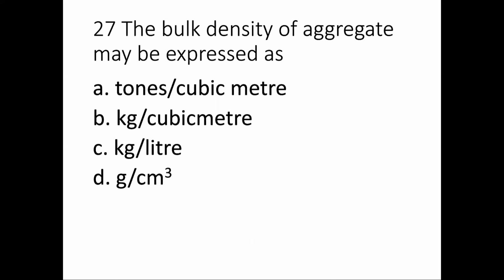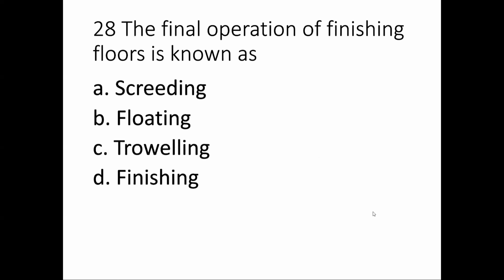Next question. Bulk density of aggregate may be expressed as A, tons per cubic meter, B, kilogram per cubic meter, C, kilogram per liter, D, gram per cubic centimeter. Answer C, kilogram per liter.